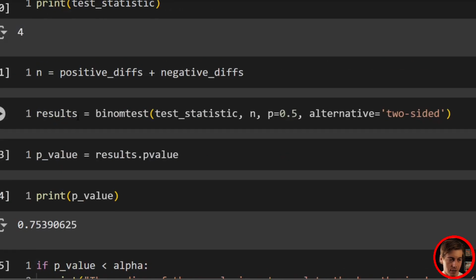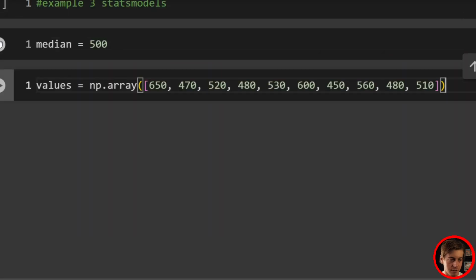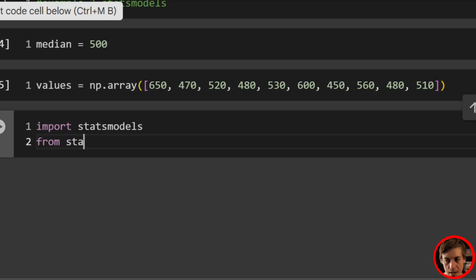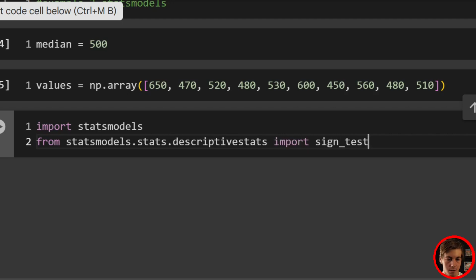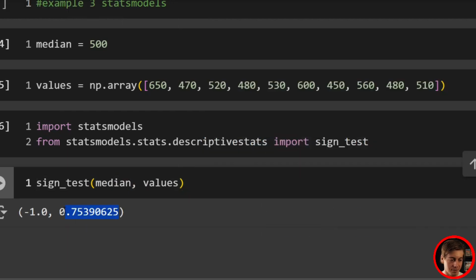Okay. We have our median of 500. And then I just want to grab this just to show you. You can really make this fast again. So median, and then we have our values. And then let's import statsmodels. So import statsmodels, and from statsmodels.stats.descriptivestats import sign_test. Great. And then literally all you have to do is this one line of code. Sign test, pass in our median, and pass in our values. And you'll see over here, there's our 0.7539. Yeah, one line of code.